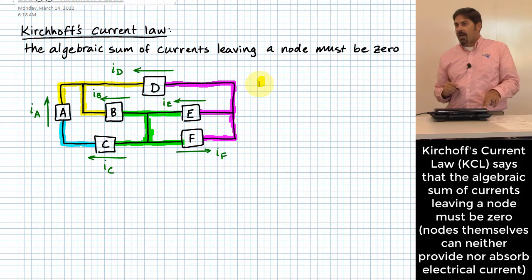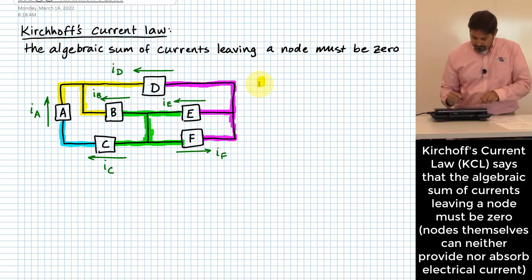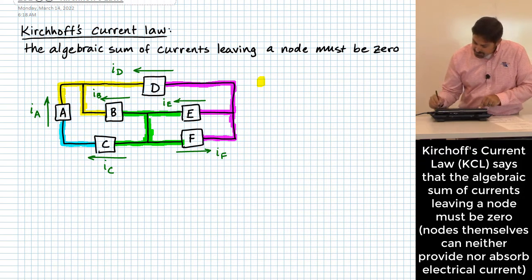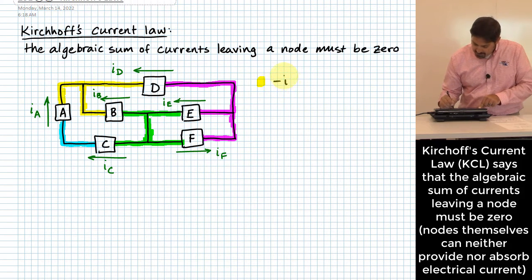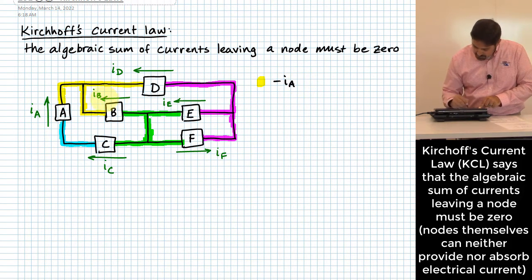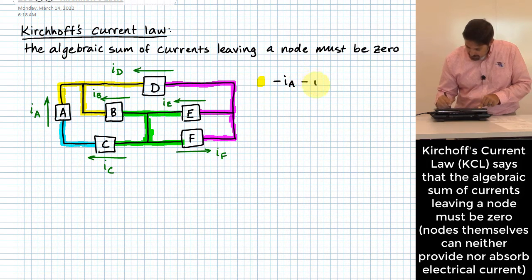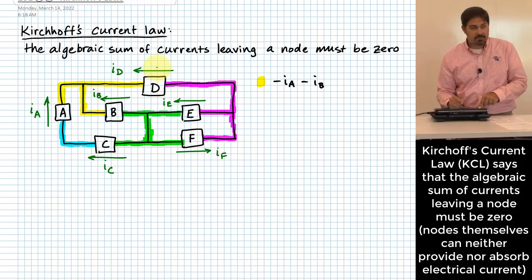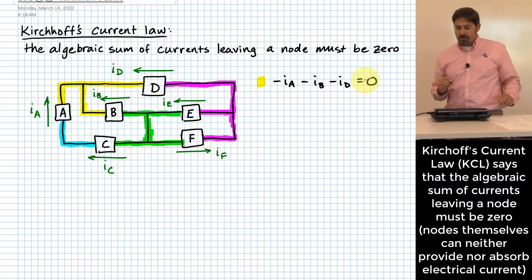What equation could I write out for the yellow node using Kirchhoff's current law? I'm looking at currents leaving that node, right? So what would I have? Minus IA, because I have a current that I'm assuming is entering there, right? Then what? IB, is it entering or leaving? Entering, so that'd be another minus, right? Minus IB. Then I go to ID. Is it entering or leaving? It's also entering. So minus ID, and I can say that the sum of all those currents has to be 0.